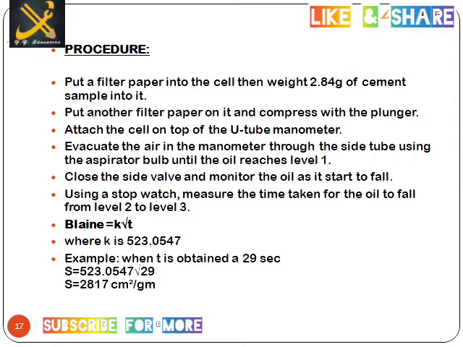This is the formula to find out the air permeability by the Blaine method. S is equal to K under root of T, where K is 523.015, a constant. If we take an example when T is obtained as 29 seconds, then K is a constant, so S is equal to 523.05 under root of 29. So the air permeability will be 2817 cm square per gram.